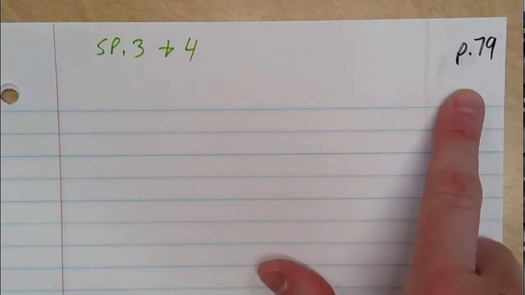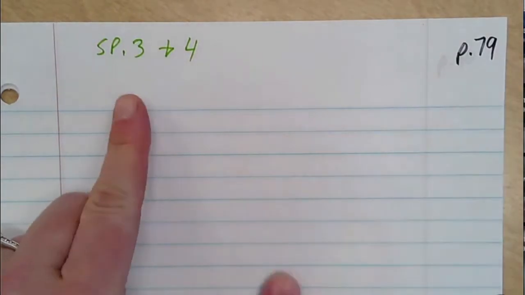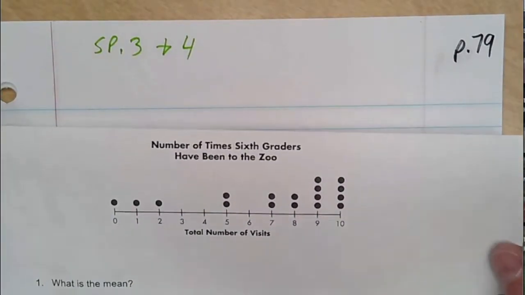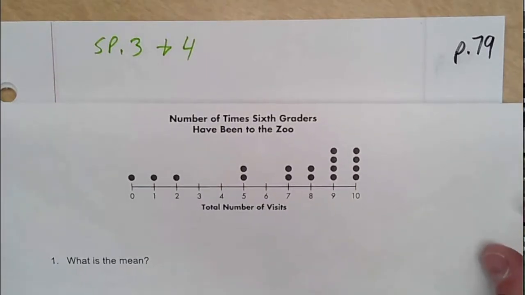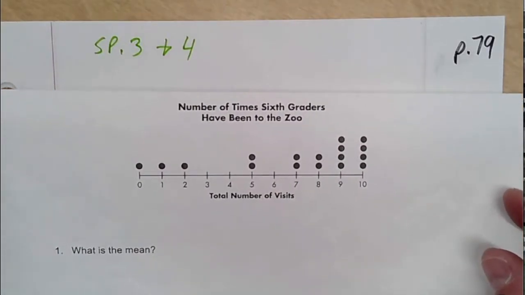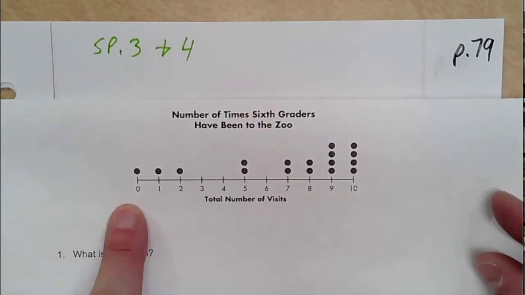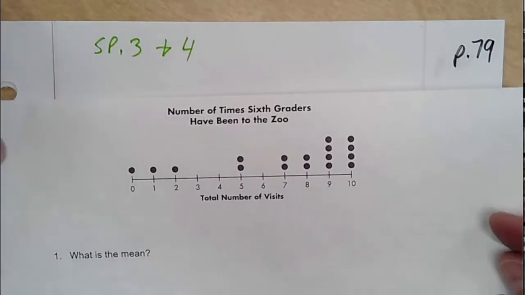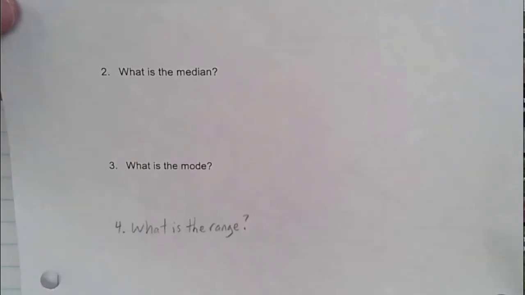This is page 79 in our notes. We're working on standards SP 3 and 4, and we're actually going to put this dot plot into our notes: the number of times 6th graders have been to the zoo, and the total number of visits, anywhere from 0 to 10 visits. Then we're going to answer some questions about the mean, median, mode, and then I added the range. So we're going to put this into our notes here on page 79.